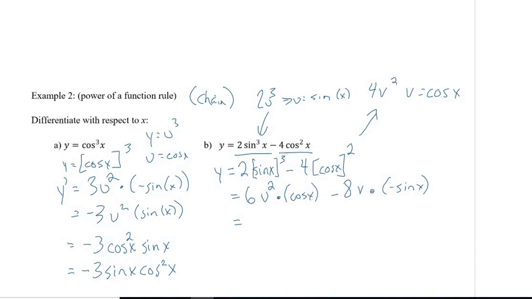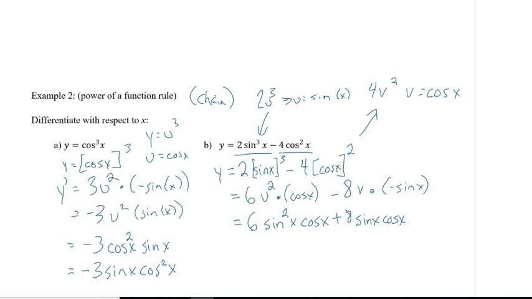So now let's clean this up a bit. We're going to add in our u and v. So u was sine of x, and it's going to be 6 sine squared x times cosine of x. And then we have a negative 8, and we have a negative in front of the sine. So let's just clean that up right away. Negative 8 is going to be positive 8. And we get v is cosine of x times sine of x, which we can also write as sine of x cos of x.